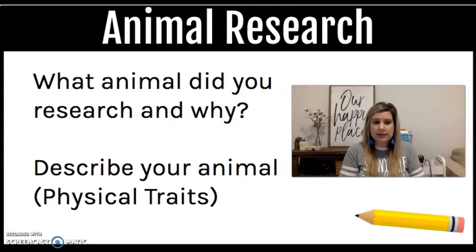Another option is once you get it all on notebook paper, if you would like to type it nice and neat for me, you are also able to do that. So there's different ways that you can turn it in on Thursday.